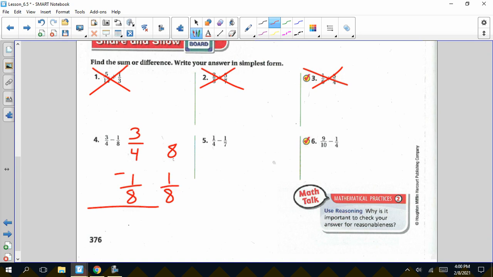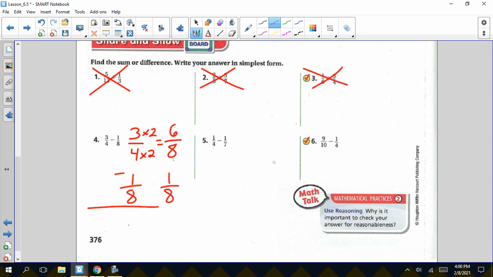1/8 is going to stay 1/8 because if the bottom didn't change, the top is not going to change. But for 3/4, we multiply 4 times 2 to get 8. So whatever I do to the bottom, I must do to the top to keep it equivalent. 3 times 2 equals 6. So we change 3/4 into 6/8.